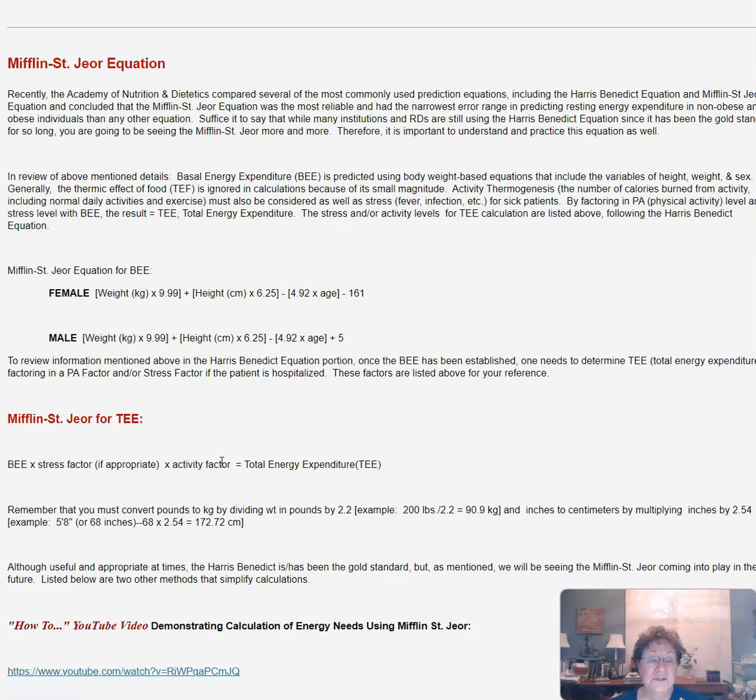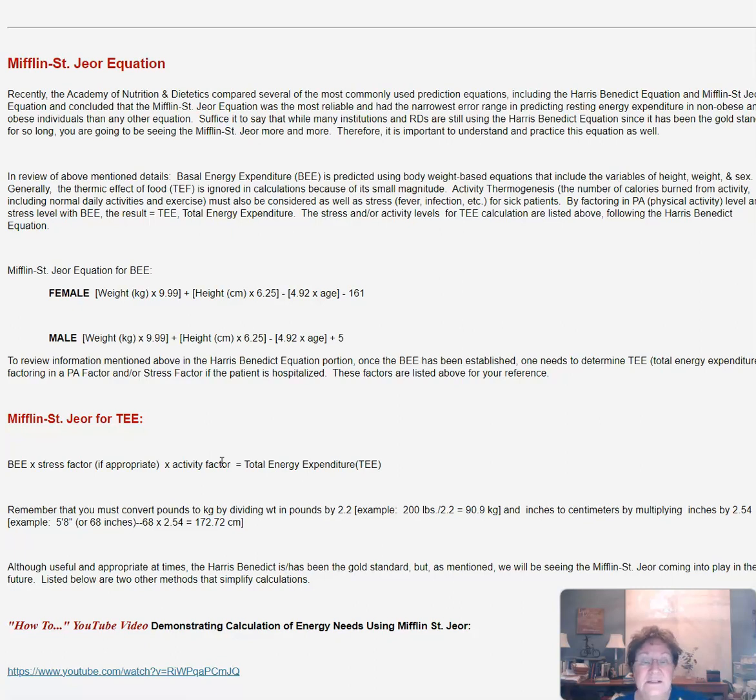Okay. Back to this point about the BMR. So once we have determined the BMR, or we also call that BEE, the basal energy expenditure, we also must include some sort of physical activity factor and potentially stress factor for hospitalized or ill patients. The inclusion of these factors results in the total energy expenditure, or TEE. And you're going to see this in your practice calculations this week in assignment 3A.